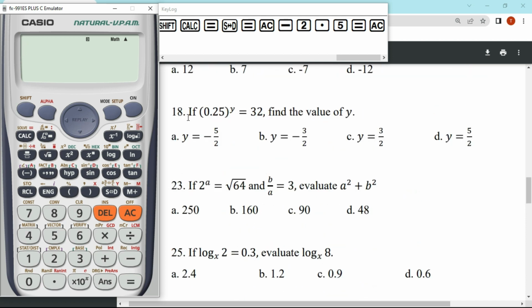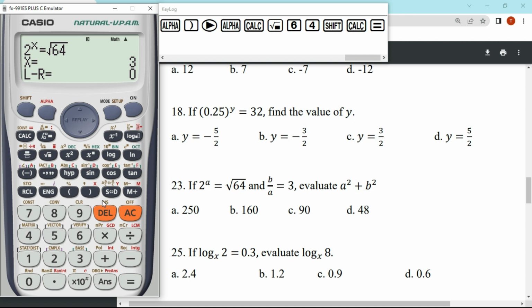So we have 2 power x, and 2 power x will be equal to root of 64. After inputting this into the calculator, we click on Shift and then Calc, which is solve. Then we press equal to. So our answer is 3. So the value of a is 3.